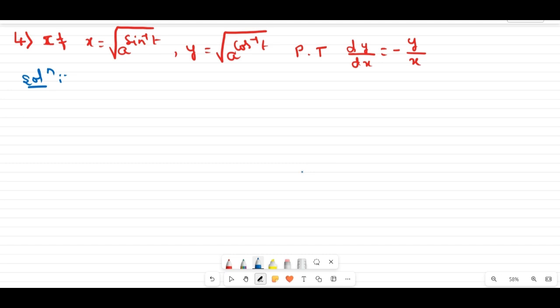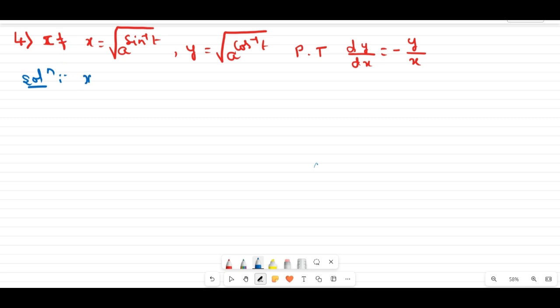Okay, the fourth question is, if x is equal to square root of a power sine inverse t, y is equal to square root of a power cos inverse t, then prove that dy by dx equals minus y by x. See, if you see the question first, you may feel it is very difficult, but this question is very easy and easily you can get 3 marks in this question. So, how to solve this?